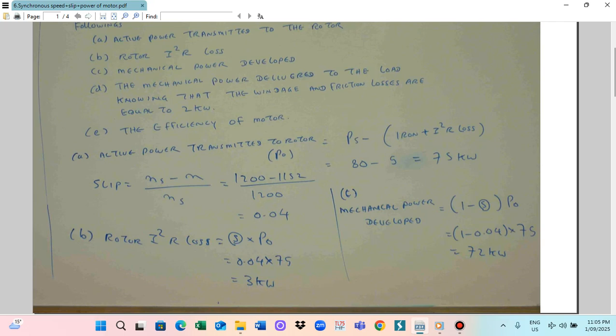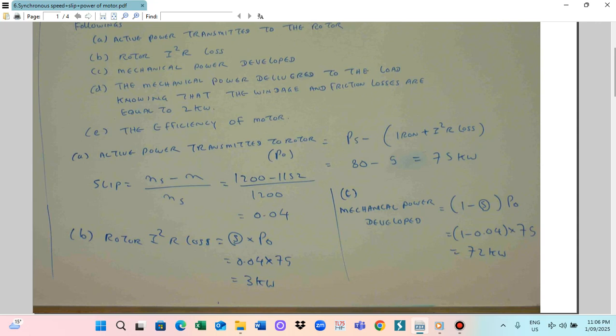And B, we also need to calculate the rotor I square R loss. The formula for the rotor I square R loss is slip multiplied by P0. The slip we already know is 0.04, and the P0 we already calculated is 75. By solving this, we get 3 kilowatts. Okay, so this is for the rotor I square R loss.